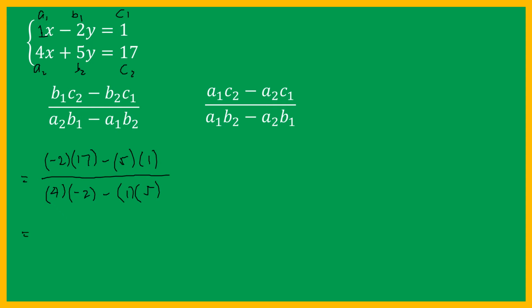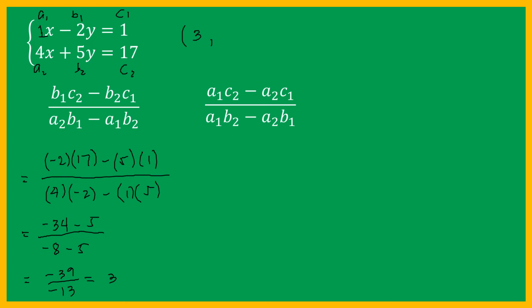Now, solving or simplifying the equation, we will have negative 34 minus 5 all over negative 8 minus 5. And it will result into negative 39 over negative 13. And if we simplify, the answer is positive 3. So, meron na tayong isang value ng ating solution which is 3. Yung isa na lang yung nawawala.